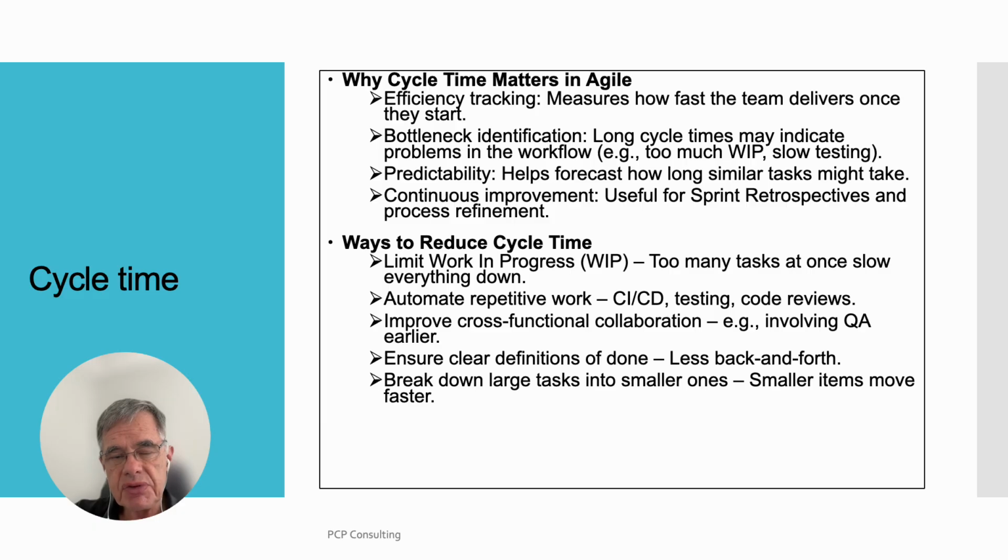The ways to reduce cycle time are: limit work in progress, WIP, since too many tasks at once slow everything down. Automate repetitive work: CI, CD, testing, code reviews. Improve cross-functional collaboration, for example, involving QA earlier. Ensure clear definitions of done, less back and forth. Break down large tasks into smaller ones. Smaller items move faster.